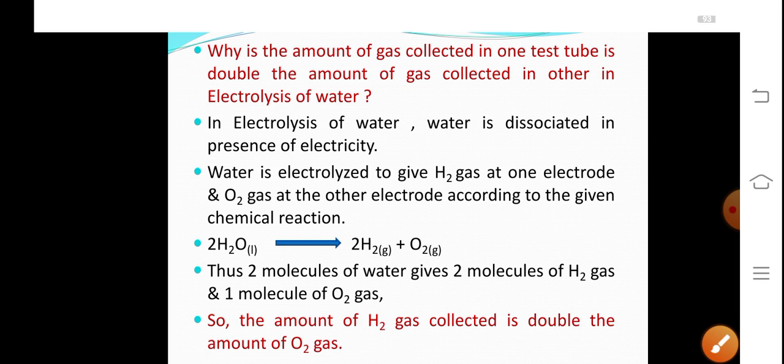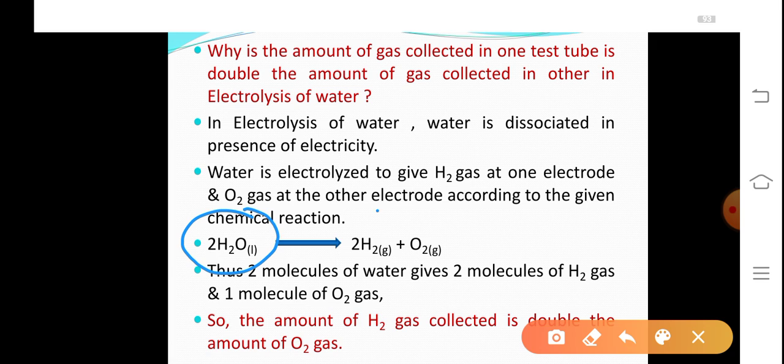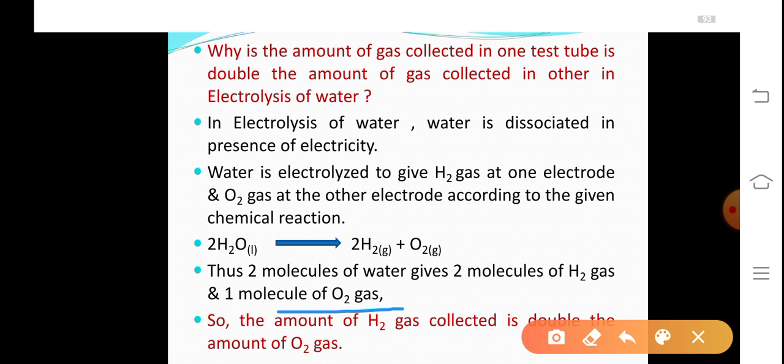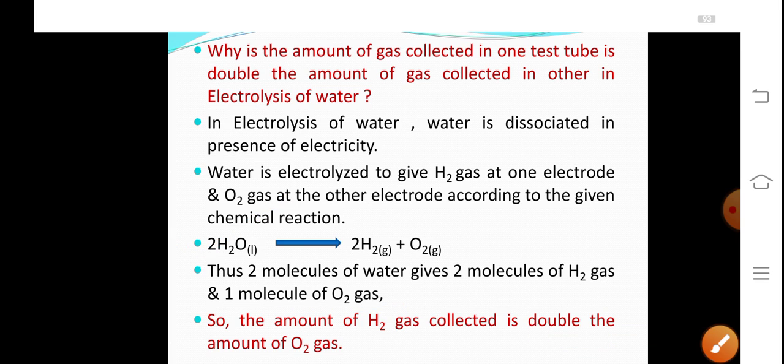This is the chemical equation of decomposition of water. Here you can see water is decomposed into hydrogen and oxygen. Thus, 2 molecules of water give 2 molecules of hydrogen gas and 1 molecule of oxygen gas. This is because the decomposition follows the law of conservation of mass. So by balancing the chemical equation, we know that 2 moles of water decompose to form 2 moles of hydrogen and 1 mole of oxygen. So this is the reason the amount of hydrogen gas collected is double the amount of oxygen gas.